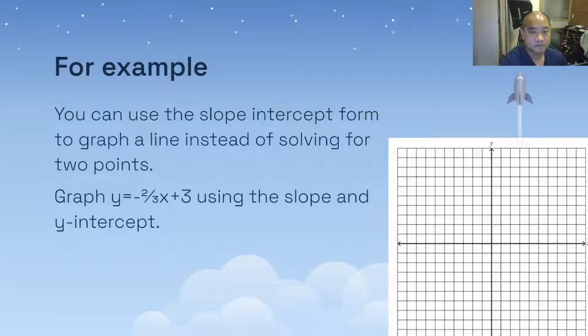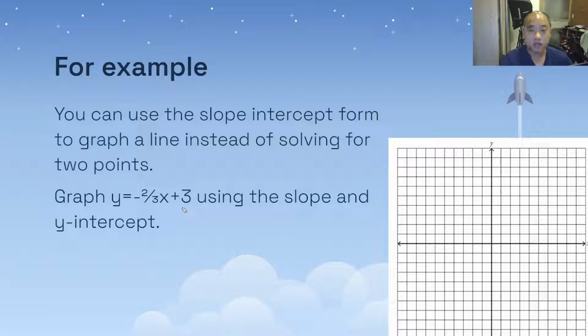Okay. Here's another example. You can use the slope-intercept form to graph a line instead of solving for 2 points. So last lesson, or maybe 2 lessons ago, we found the y-intercept and the x-intercept, right? We got 2 points, and with 2 points, you can graph a line. But we don't have to do that.